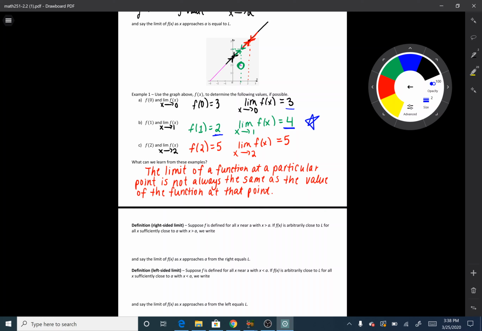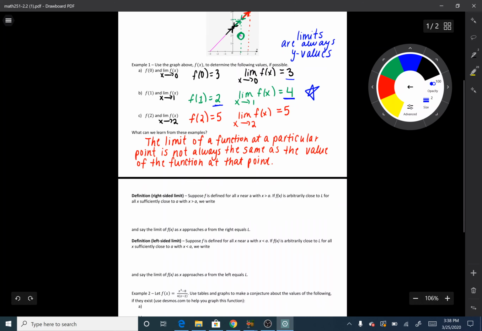These are always y values. So maybe I'll make a little note here. Limits are always y values. Because we will always have the limit as x approaches a certain number. So when we evaluate a limit, it will always be a y value.